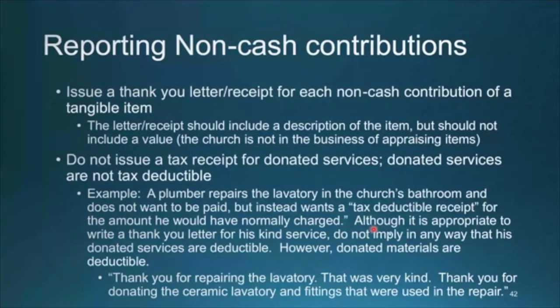Okay, although it is appropriate to write a thank you letter for his kind service, do not imply in any way that his donated services are deductible. However, donated materials are deductible. So here's what you could do. You could write a letter that says something like this: Thank you for repairing the lavatory. That was very kind.